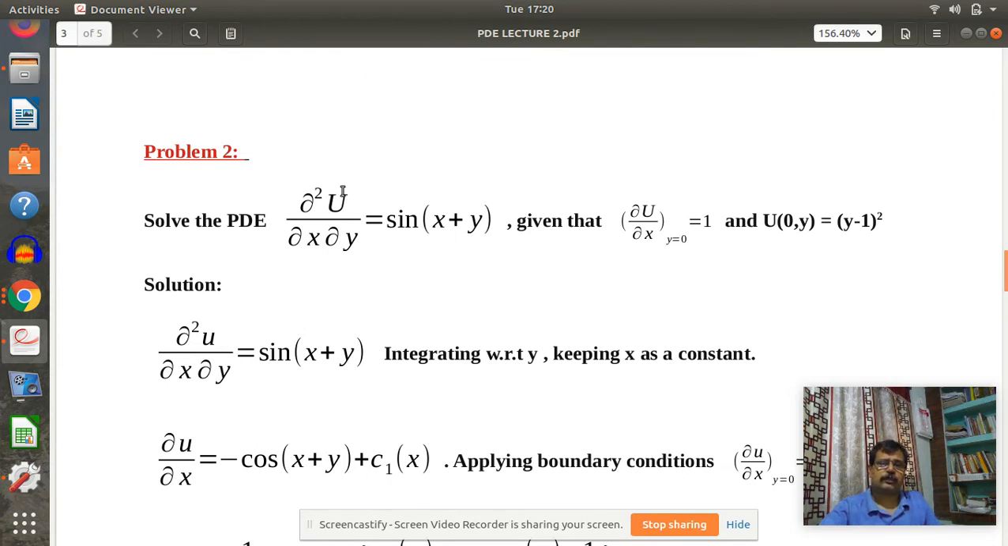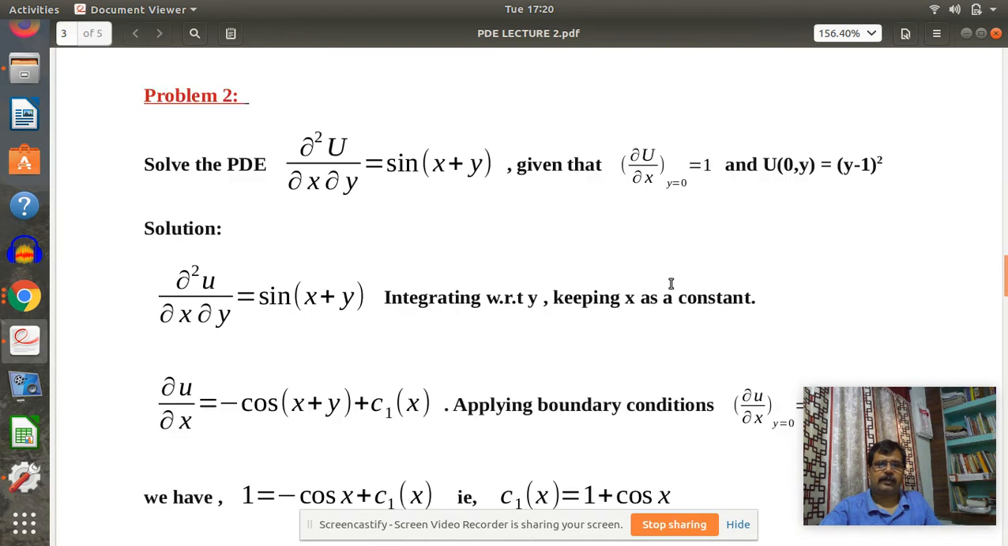Solve the partial differential equation ∂²u/∂x∂y equal to sine of (x plus y), given that ∂u/∂x at y equal to 0 is 1 and u of 0, y equal to (y minus 1) the whole square. These are the boundary conditions. So the equation we have is ∂²u/∂x∂y equal to sine of (x plus y). Our objective is to find u.